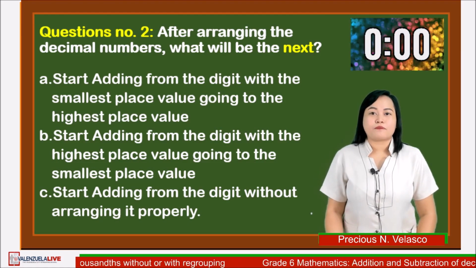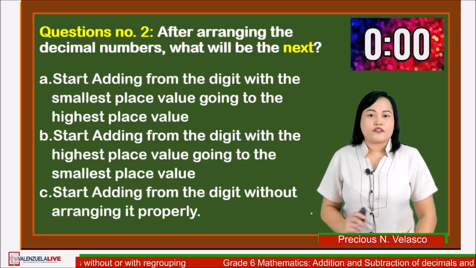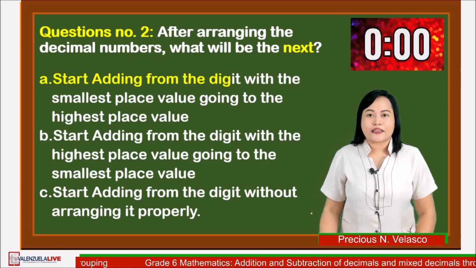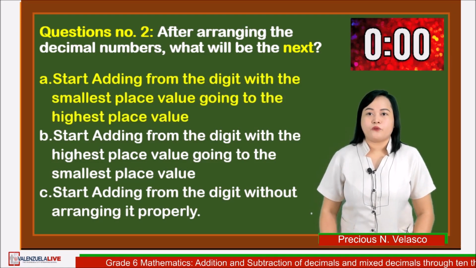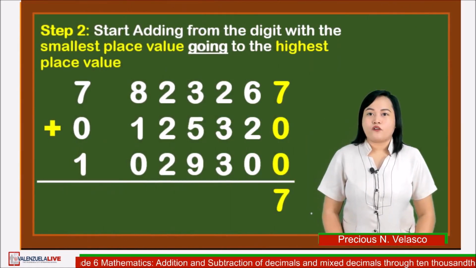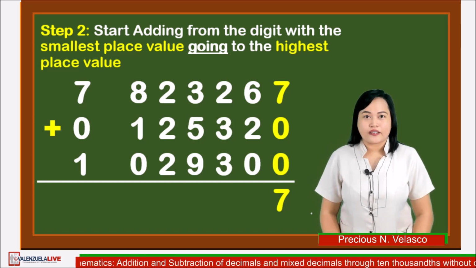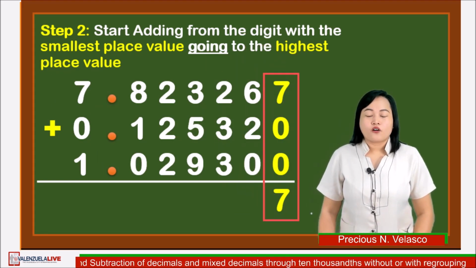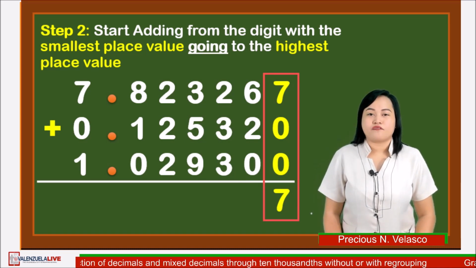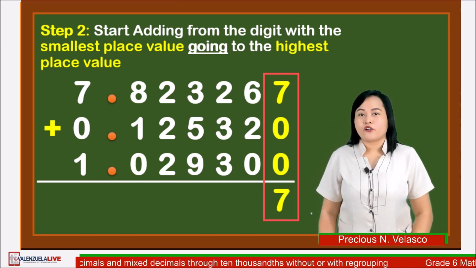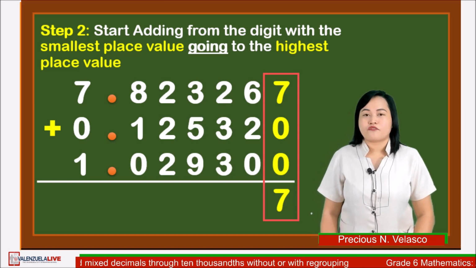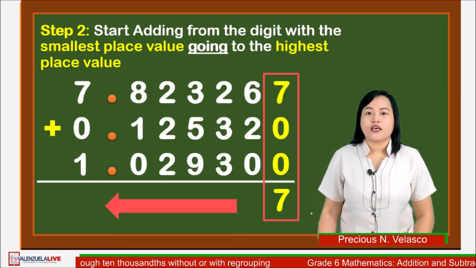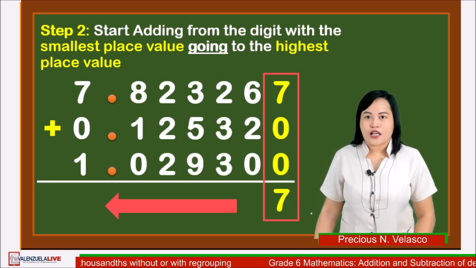Okay, time's up. So let's see. I think you've got the correct answer already. So the correct answer is letter A. Very good. For the next step, we are going to start adding from the digit with the smallest place value going to the highest place value. So here, we are going to start adding from 7 plus 0. So we have 7.